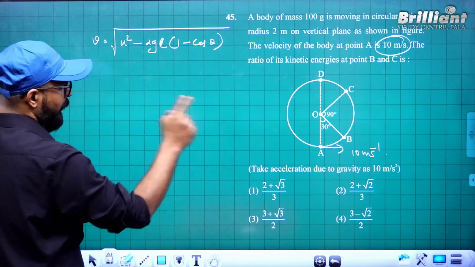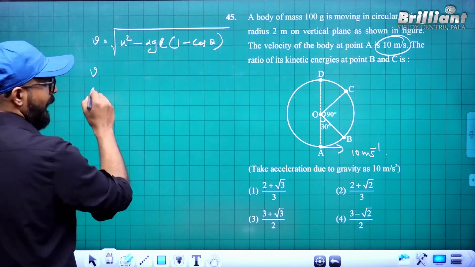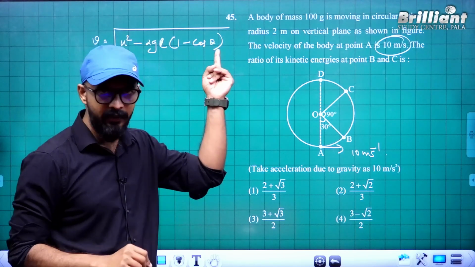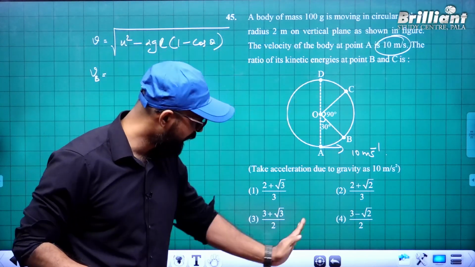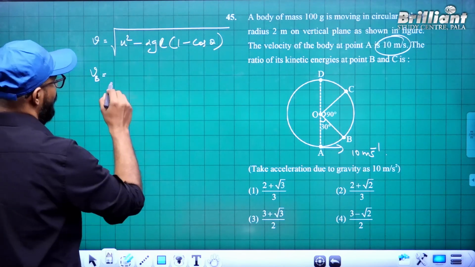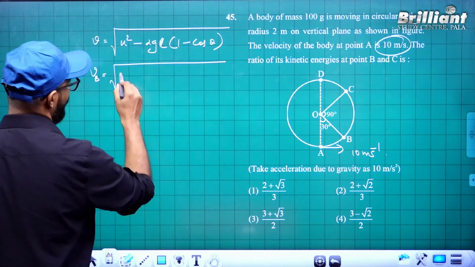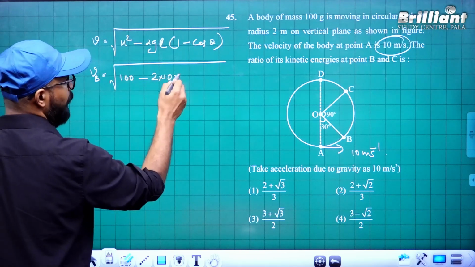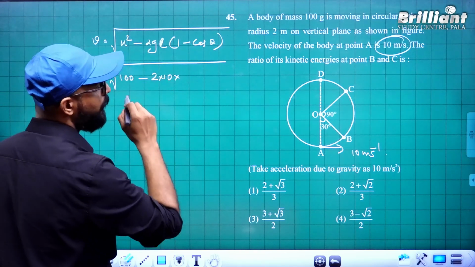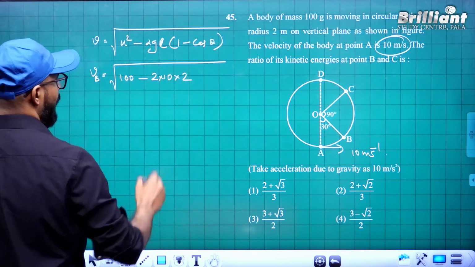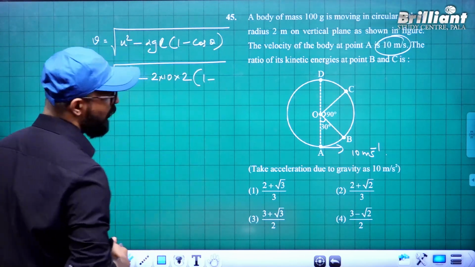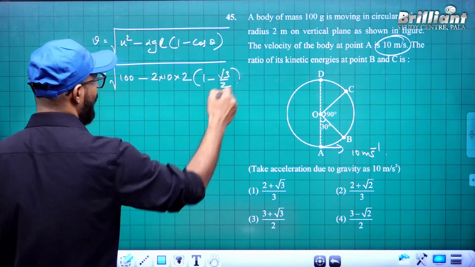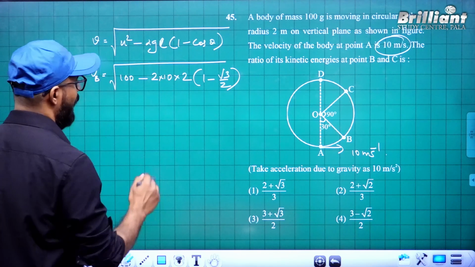So at the bottom we know what the velocity is. Let us find the velocity at point B. The angle we are looking at is measured with respect to the vertical. So what is the answer? VB square is equal to root of 100 minus 2 into 10 into length, which is the radius 2, into 1 minus cos theta. What is cos theta? Cos 30 is root 3 by 2.